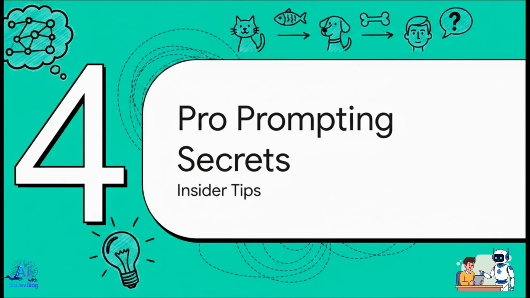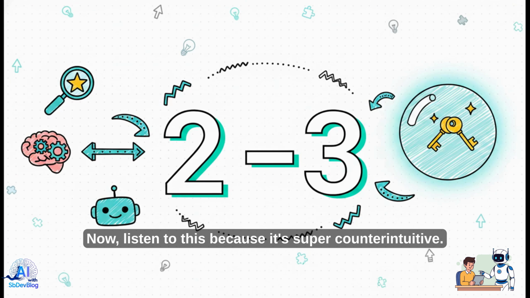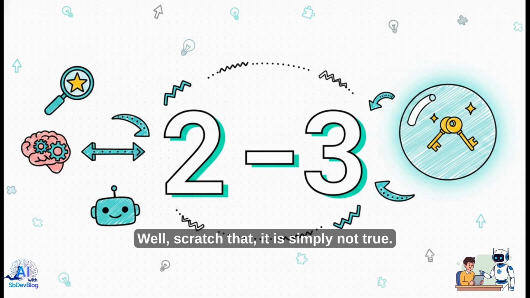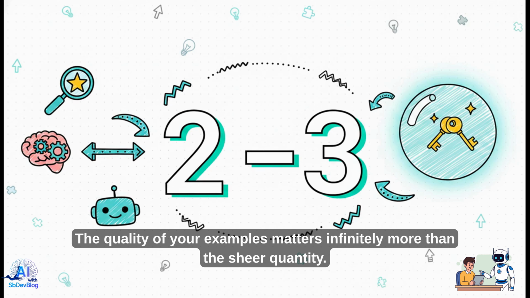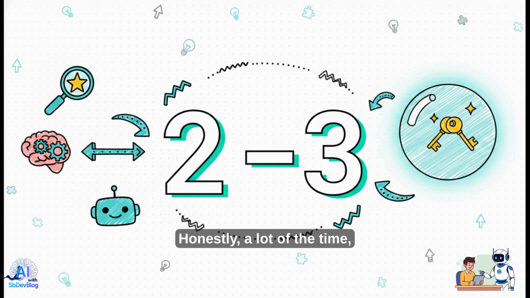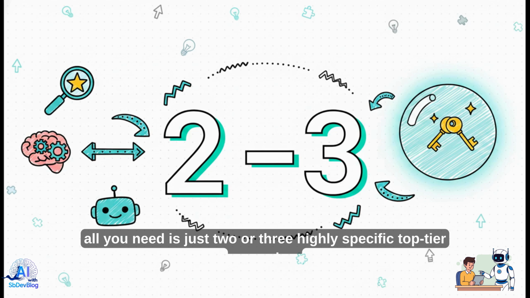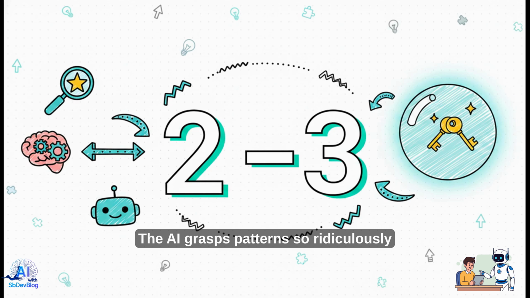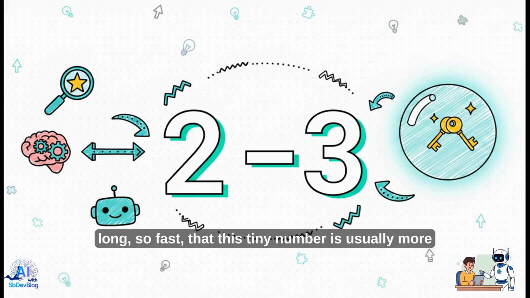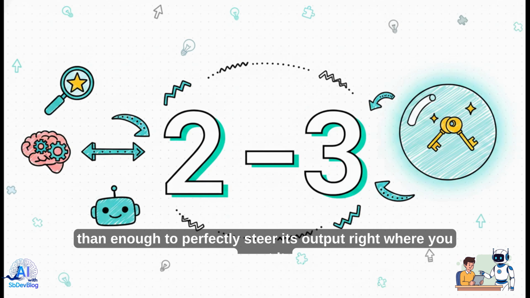Section 4. Pro-level prompting secrets, insider tips. Now listen to this because it's super counterintuitive. You might think that to really train one of these massive AI models, you got to feed it like 50 or 100 examples. Well, scratch that, it is simply not true. The quality of your examples matters infinitely more than the sheer quantity. Honestly, a lot of the time, all you need is just 2 or 3 highly specific, top-tier examples. The AI grasps patterns so ridiculously fast that this tiny number is usually more than enough to perfectly steer its output right where you want it.